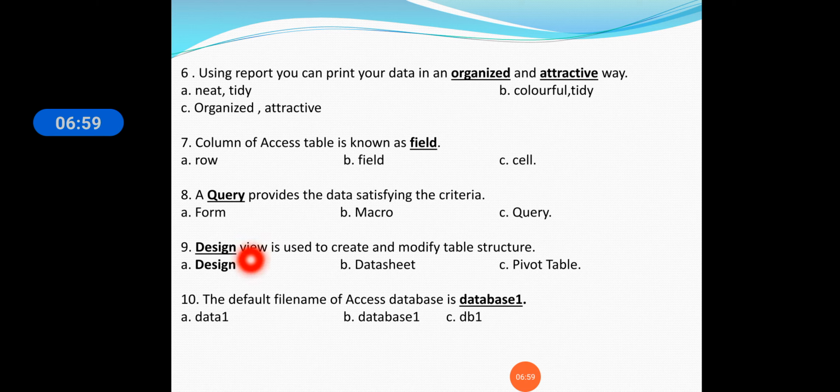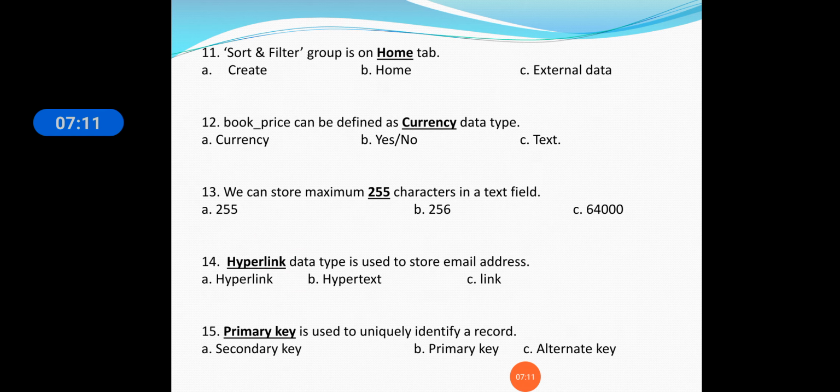Design view is used to create and modify the design of a table, and by default the name is database 1. Sort and filter group is on home tab, and you can change the price using currency data type. Text field maximum limit is 255 characters, and by hyperlink you can store the email ID. Primary key is used as a unique identifier. It is unique information to get any information. It's the identity of a record. So this was our MCQs of lesson number 1.